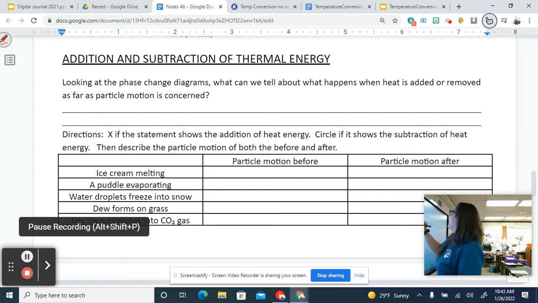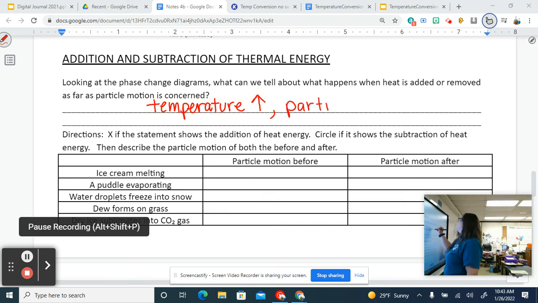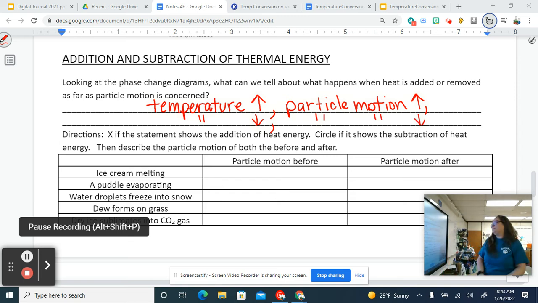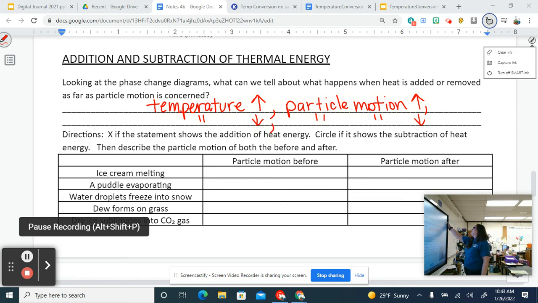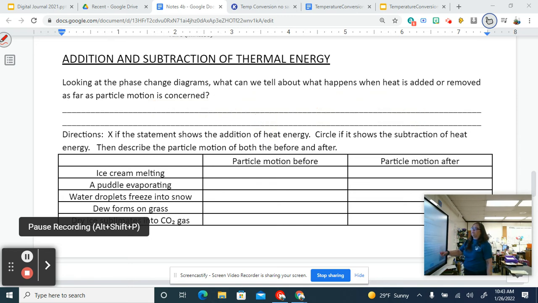So temperature goes up, particle motion goes up. Temperature goes down, particle motion goes down. All right? And you can write up and down instead of the arrows if you're typing this at home and don't know how to do an arrow.